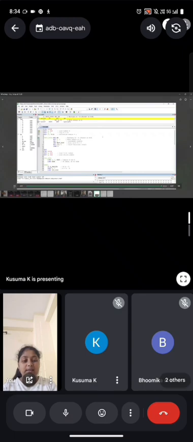Finally, the total sum of squares, 1 square plus 2 square plus 3 square up to n square, is saved in memory location 68H. Example, if n is equal to 3, the result is 1 square plus 2 square plus 3 square, which is equal to 14, and the value 14 is stored at 68H.